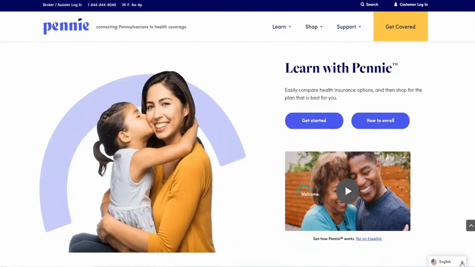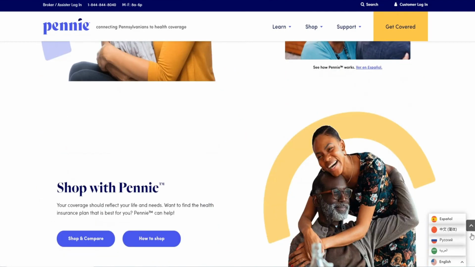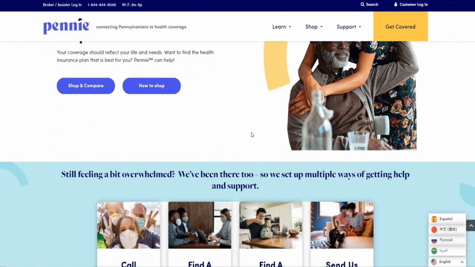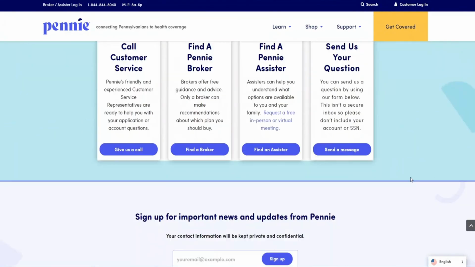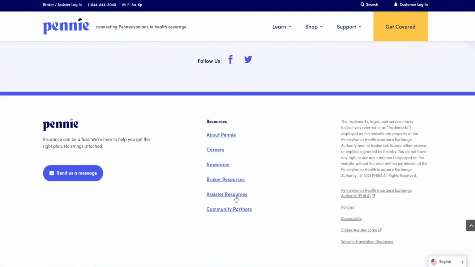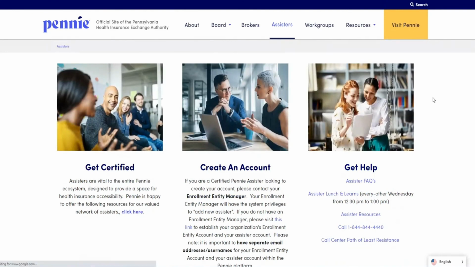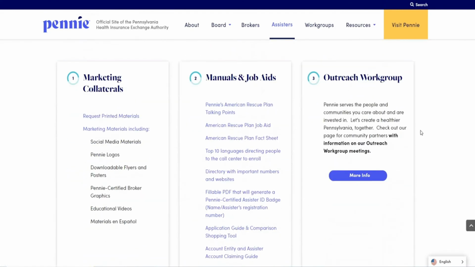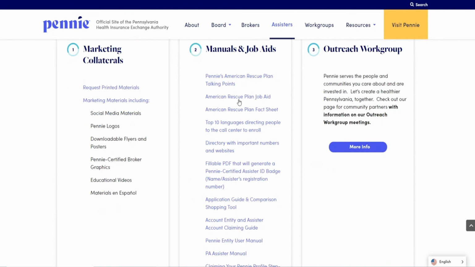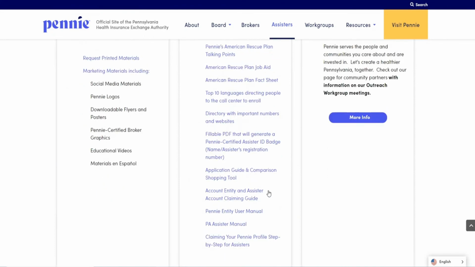Another thing that I want to make sure that everybody is still aware of is the fact that we have 5 languages that you can access through Pennie.com: Spanish, Mandarin, Russian, Arabic, and Central Khmer. These are hands down resources that anyone can utilize. And again, the assister resources and our community partners resources pages are available. Here at the bottom, we have materials not only to help market, and these are being updated as we speak. We also have user manuals and guides that are available.